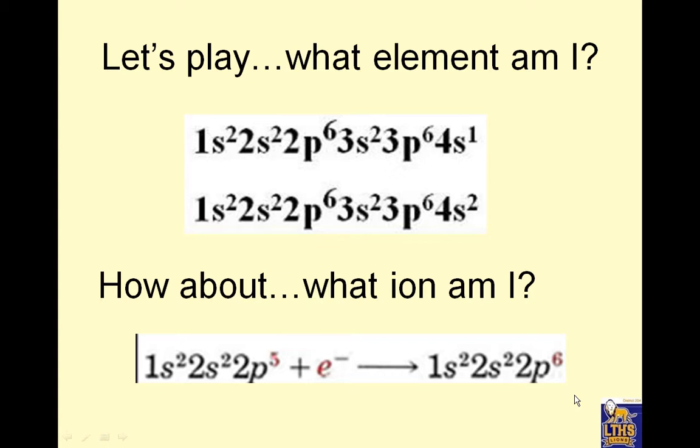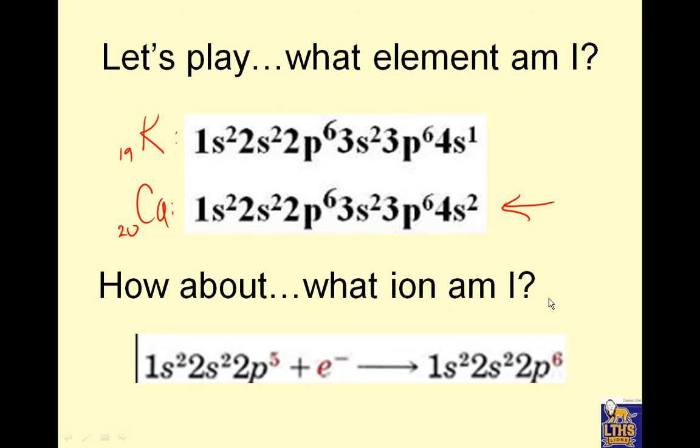Okay, let's play. What element am I? Dun, dun, dun. So let's see. 2, 4, 10, 11, 12, 18, 19 valence electrons. Okay, 19 valence electrons, 19 protons. It's potassium. Is that what you guessed? Try this one. 20 valence electrons. What are you thinking? Are you thinking calcium? Because that's what it is. 20 electrons. Count the superscripts.